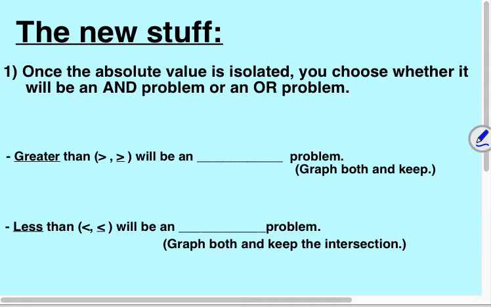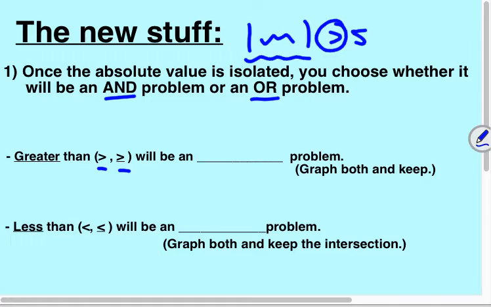Okay, so the new stuff, what you're going to be learning today. Once the absolute value is isolated, that's kind of the key. You've got to get whatever's inside your absolute value isolated. I'll just say greater than 5 for whatever reason. This has to be by itself before you can break them up. You choose whether it will be an and or an or statement depending on your inequality symbol. If you have a greater than symbol, greater than or equal to, then it's going to be an or statement.